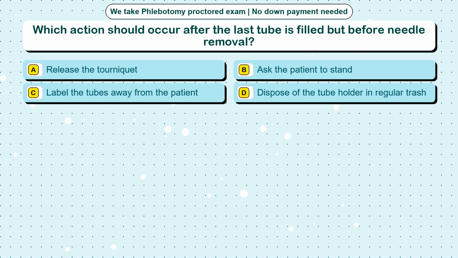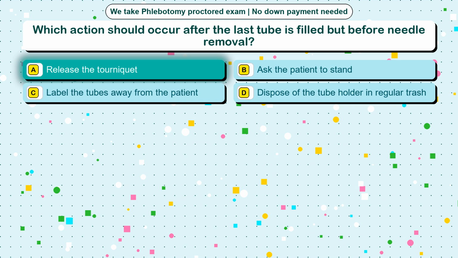Option A. Release the tourniquet. Option B. Ask the patient to stand. Option C. Label the tubes away from the patient. Option D. Dispose of the tube holder in regular trash. The correct answer is option A.